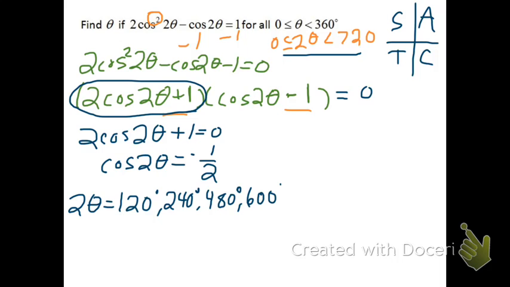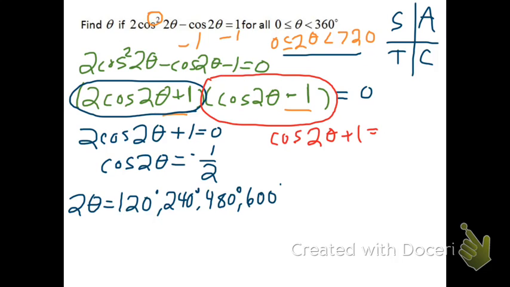So I'll highlight that in a different color. This other part of our factored quadratic, and we got that to be the cosine of 2 theta plus 1. If that equals 0, then our quadratic will be true. So I'm going to solve for the cosine of 2 theta, and I get that the cosine of 2 theta equals negative 1. So that means that 2 theta, in addition to 120, 240, 480, and 600, could also be 0 degrees, because the cosine of 0 is negative, I think I made a mistake.